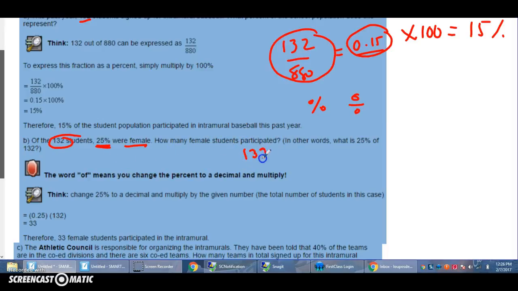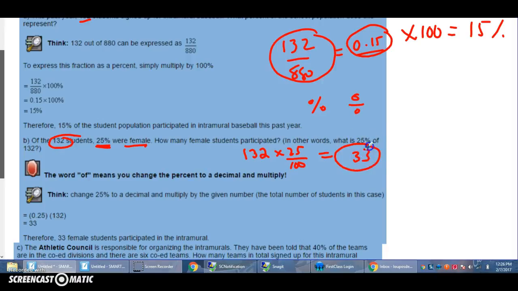So 132 times 25%. You can either go 25%, throw that in the calculator, or times 25 over 100, or times 0.25, probably the easiest way to do it. And then you get 33 in this case.